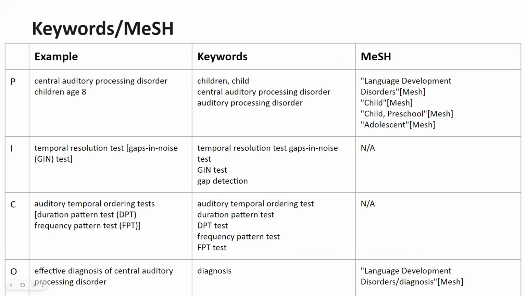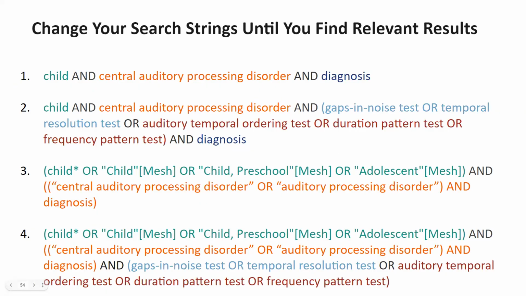So if we're going to put it all in a search string, we can look at our different search terms and our different MeSH terms. And basically what we want to do is list all of the words and keywords and MeSH terms for each unique concept. So in our example here, our first concept is children. So we would want to be searching for any word, anything about children or child. Next is central auditory processing disorder. We also have gaps in noise tests, the different tests, and diagnosis.